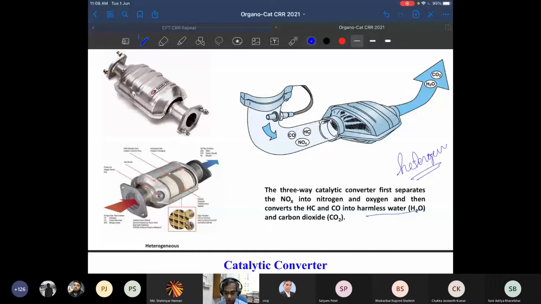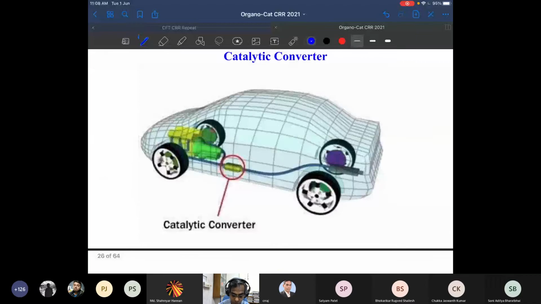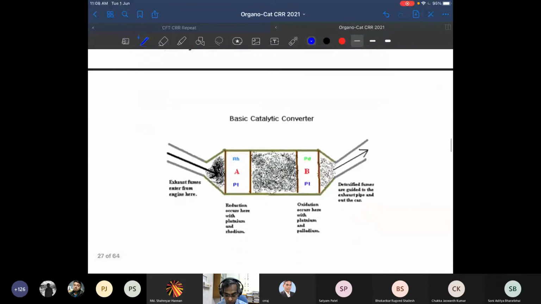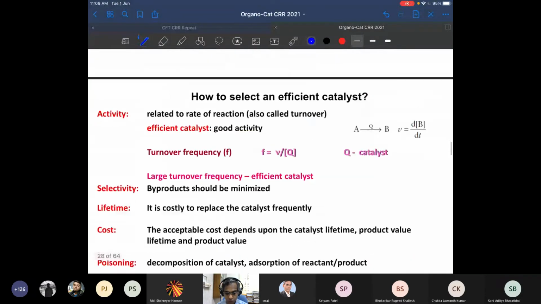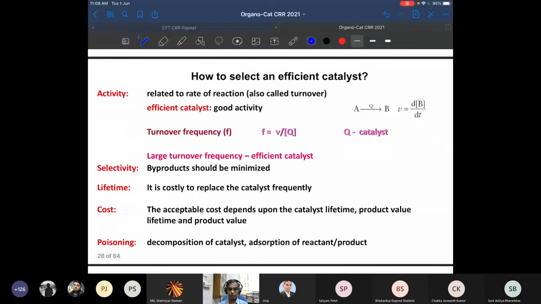Again, it's the typical diagram. Here it goes, your catalytic converter is here. That's basically a heterogeneous catalytic reaction that is taking place. Again, we are not going into it. You will go here.